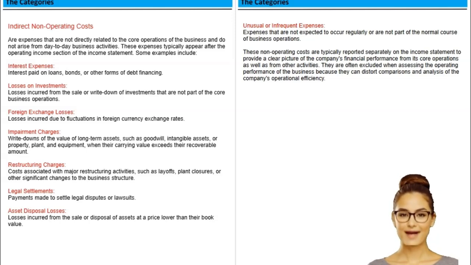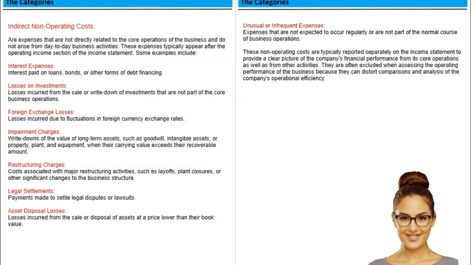Next, we have impairment charges. These are write-downs of the value of long-term assets, such as goodwill, intangible assets, or property, plant, and equipment, when their carrying value exceeds their recoverable amount. We can also say that an impairment charge is a process used by businesses to write off worthless goodwill, or report a reduction in the value of goodwill. The impairment may be caused by a change in the company's legal or economic circumstances, or by a casualty loss from an unforeseeable disaster.